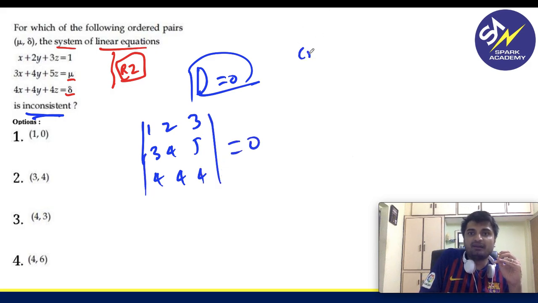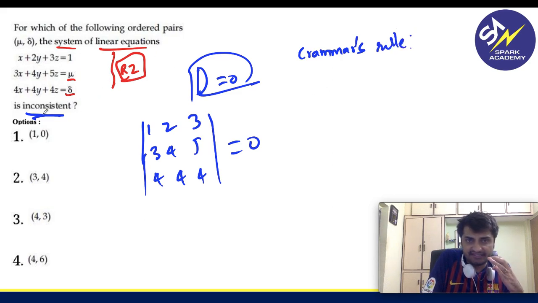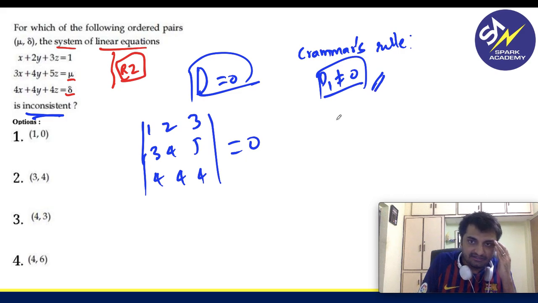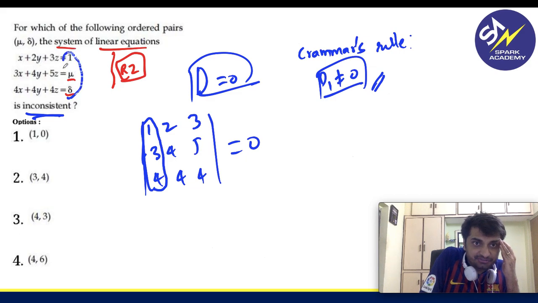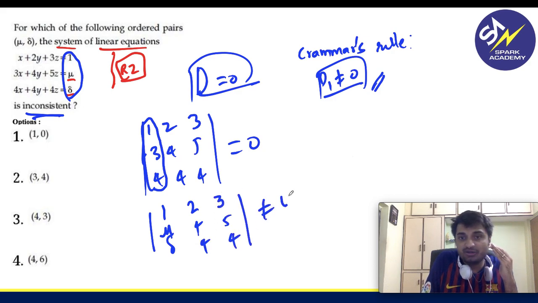Now, if you remember Cramer's rule, which you did in your 11th and 12th standard, Cramer's rule states that if it is an inconsistent condition, D1 shouldn't be 0. Right? So, how do you take D1? D1 means you replace the first column with the RHS terms. So, I am taking 1, mu, delta, 2, 4, 4, 3, 5, 4, that shouldn't be 0.